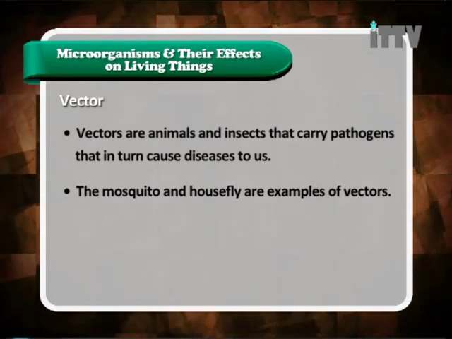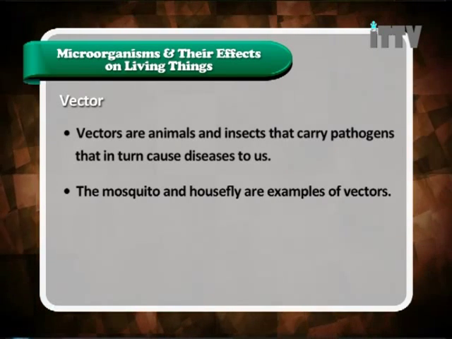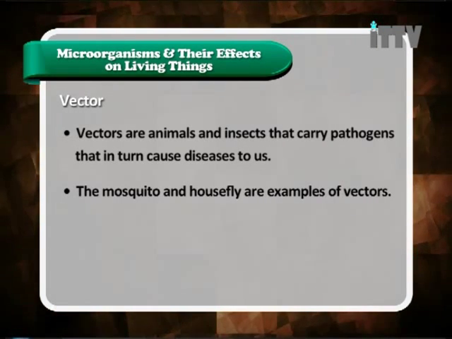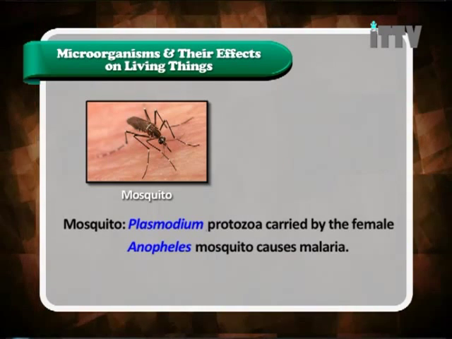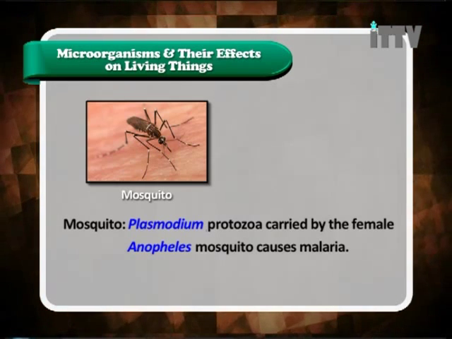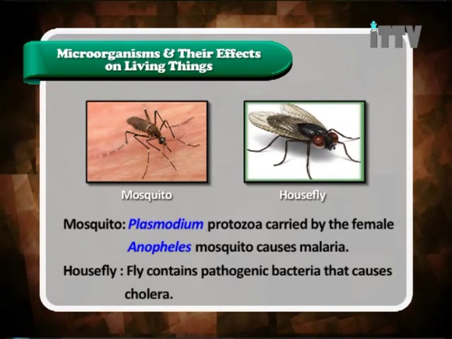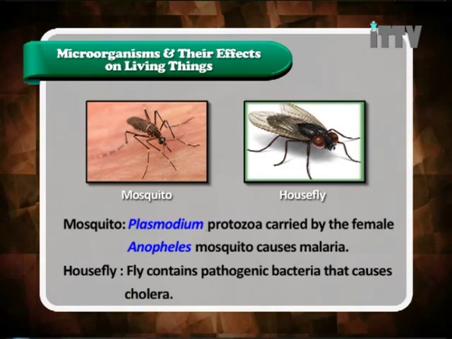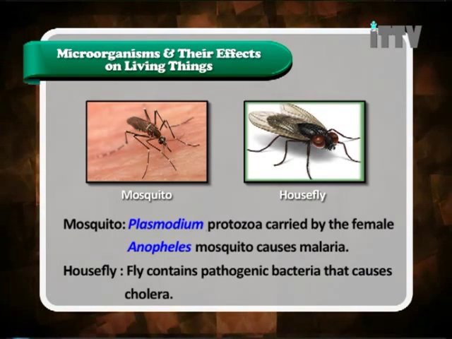Vectors are animals and insects that carry pathogens that in turn cause diseases to us. Mosquito: Plasmodium protozoa, carried by the female Anopheles mosquito, causes malaria. Housefly: a fly contains pathogenic bacteria that cause cholera. So we have seen an example of a mosquito whereby it carries Plasmodium protozoa, and for the housefly we have seen how it causes cholera. So 2 different types of vector.